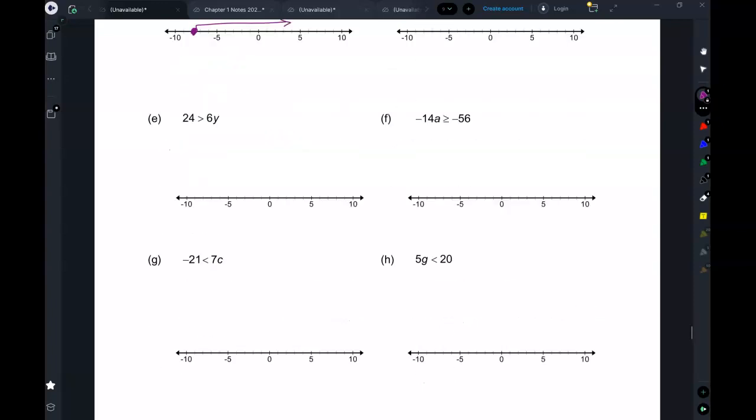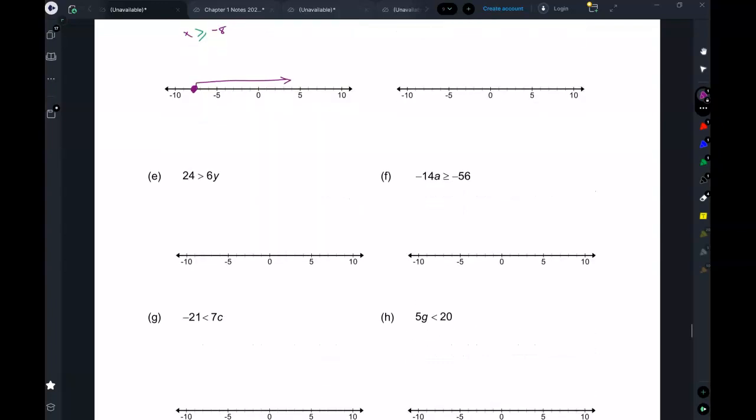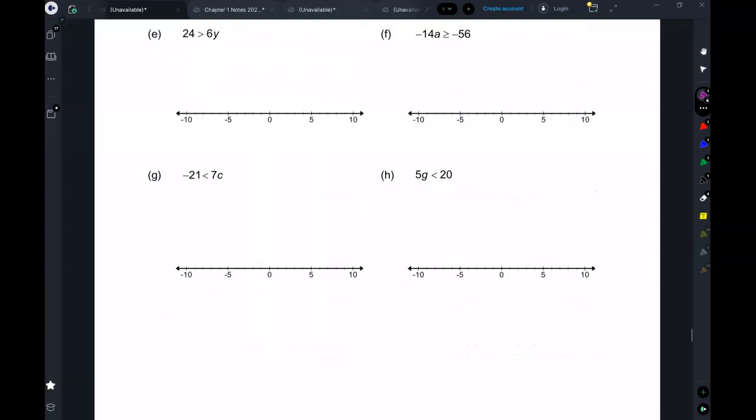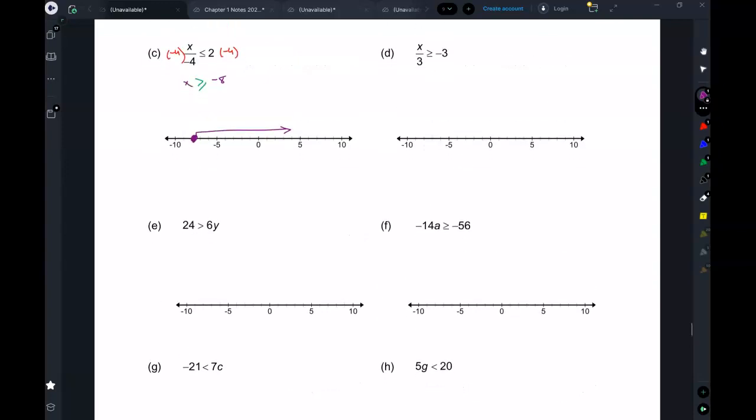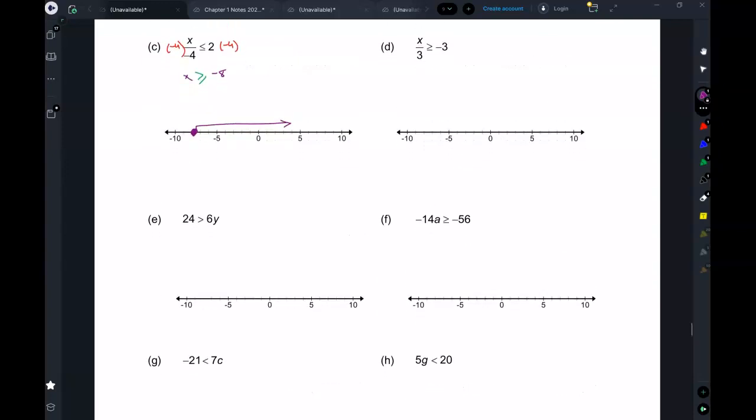Okay, so I'm going to give you a couple of minutes, and I want you to do D to H. So finish this page. All right, I'm going to give you about 5 minutes. On your mark. Get set. Go. 5 minutes.